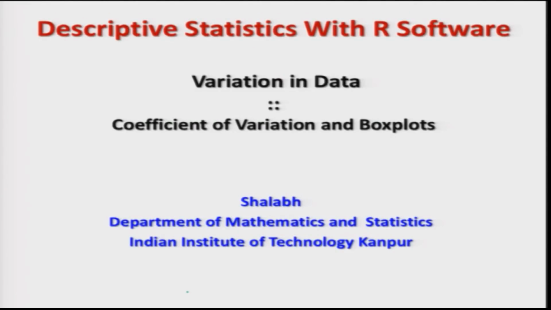Welcome to the next lecture on the course Descriptive Statistics with R software. Now you may recall what we have done up to now. We have considered two aspects of data. One is the central tendency of the data, another is variation in data. And both these aspects are very important parts of the information which is contained inside the data.